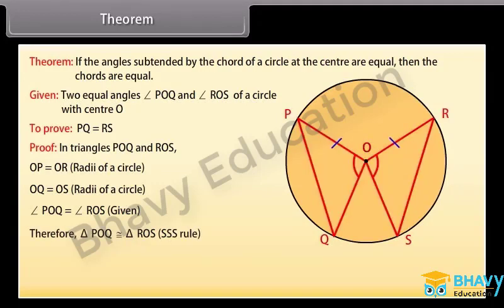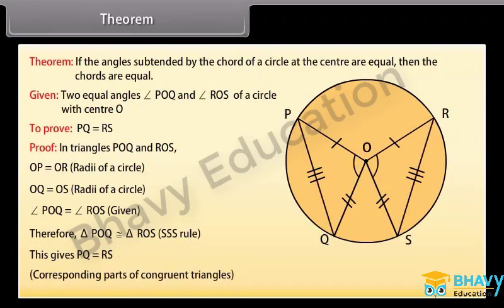Therefore, by SAS congruence rule, triangle POQ is congruent to triangle ROS. This gives PQ is equal to RS, because corresponding parts of congruent triangles are congruent.